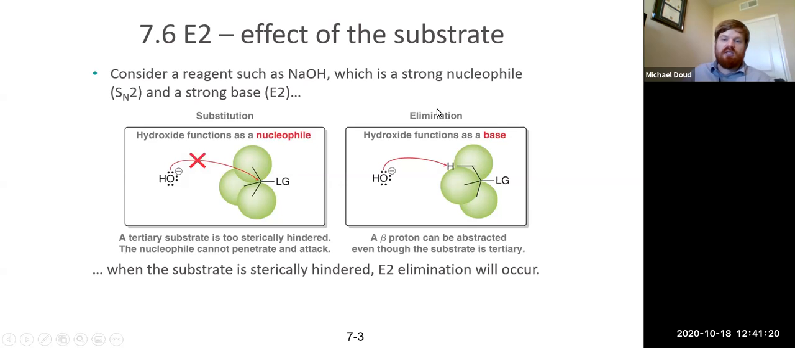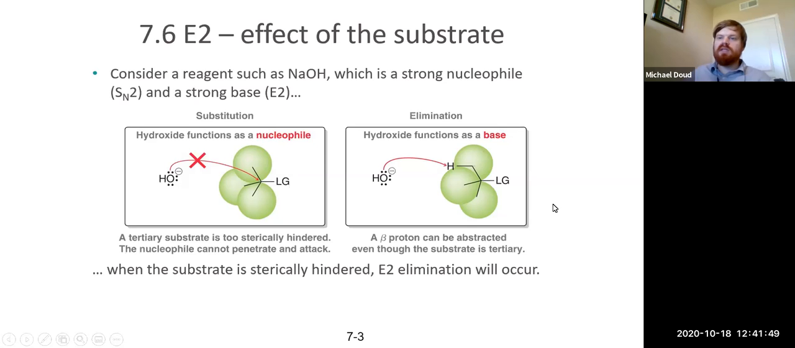However, you can actually do an elimination reaction, because for the elimination reaction, you're not reacting with the alpha carbon, which is sterically hindered. You're reacting with a neighboring beta carbon and the hydrogen that's coming off of that beta carbon. So this is much less sterically hindered. And so it's relatively easy for this hydroxide to pick off this proton and undergo an elimination reaction.